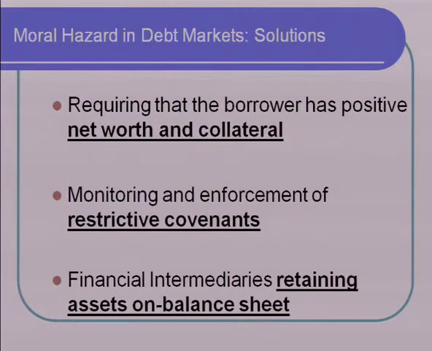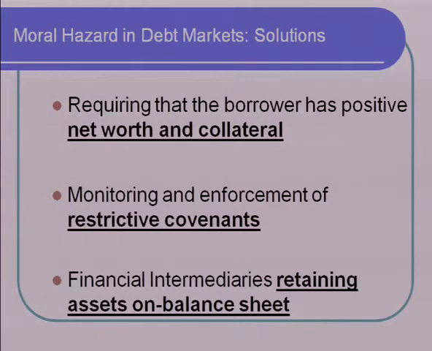Monitoring and enforcement of what's called restrictive covenants. So restrictive covenants are terms and conditions that are written into loan contracts. So for example, it may be that banks require firms to maintain their debt to equity ratios at certain levels. They're not allowed to become too highly leveraged, for example.